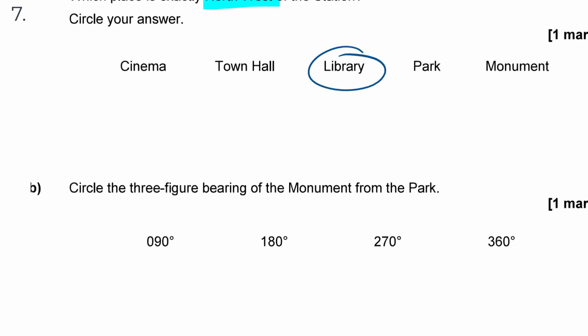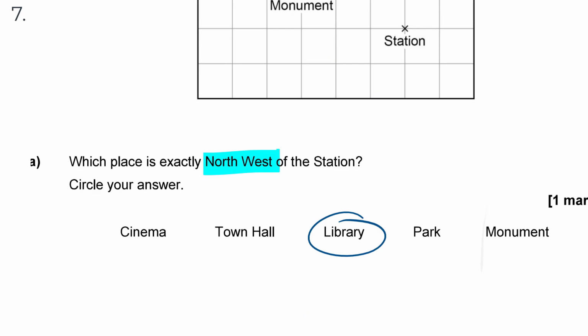Next it says, circle the 3-figure bearing of the monument from the park. Okay, so 3-figure bearings are the angle measured clockwise from north. North is considered to be 0, 0, 0, and then if you measure around to the direction you want to go in, then you can find your bearing. So the 3-figure bearing of the monument from the park.